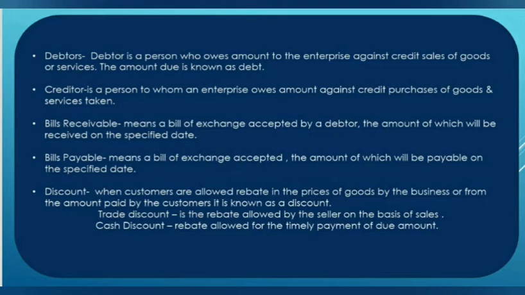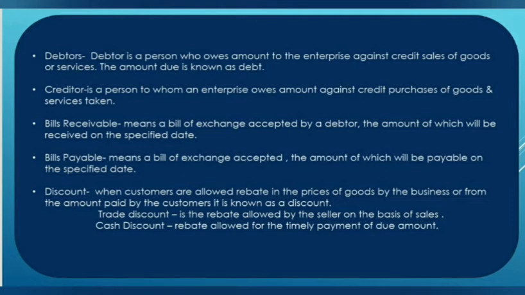Okay, so now discount. Discount is a rebate on the prices of goods or services, or it can be the amount paid by the customer. Then it is known as your discount. So discount is also of two types. One is your trade discount and the other one is your cash discount. Trade discount is allowed by the seller on the basis of the sales.